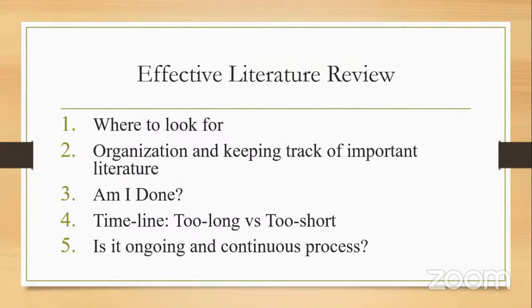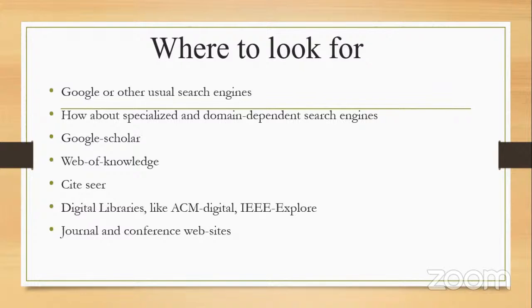So for an effective literature review, again, we are going to consider where to look, organization, and keeping track of important literature. Timing, too long versus too short. It's an ongoing and continuous process. But the important thing in a literature review is where to look, from where we have to take, right? Nowadays, in the current scenario, many platforms are available from where you can get appropriate and good literature.